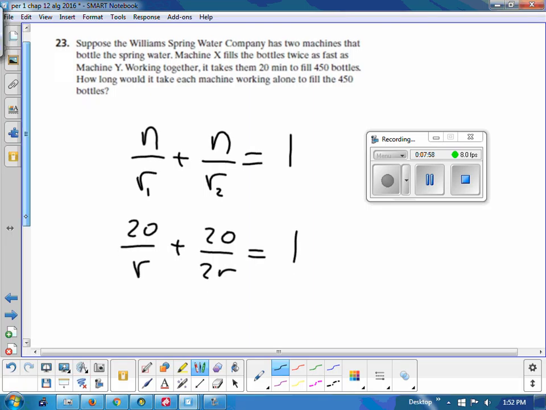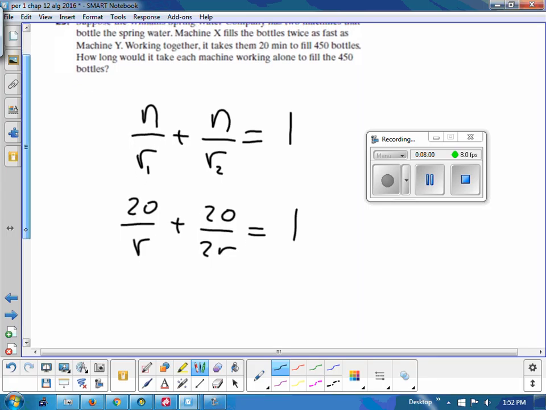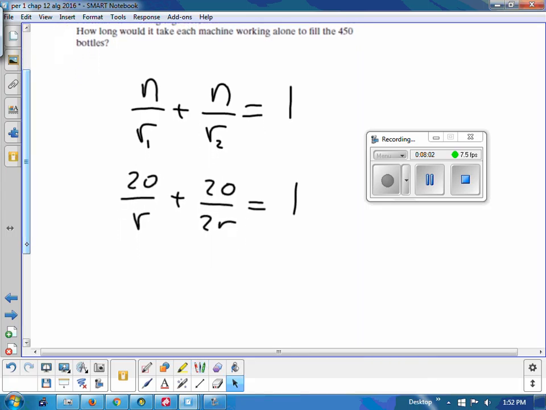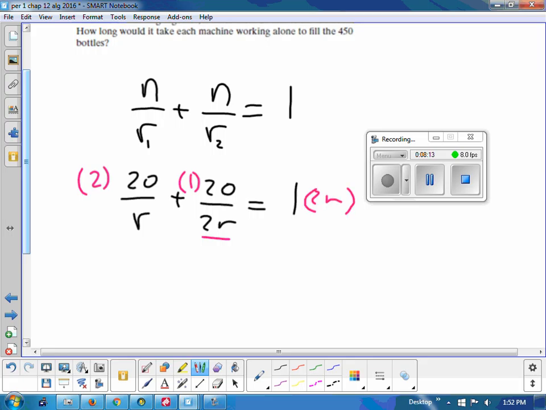So we got to figure out how long it will take for the rates here. We still need to get a common denominator of 2r, it looks like. Yep. So this needs a 2. This doesn't need anything, and this needs a 2r. To get a common denominator of 2r everywhere. So 2 here, 2r over 2r.